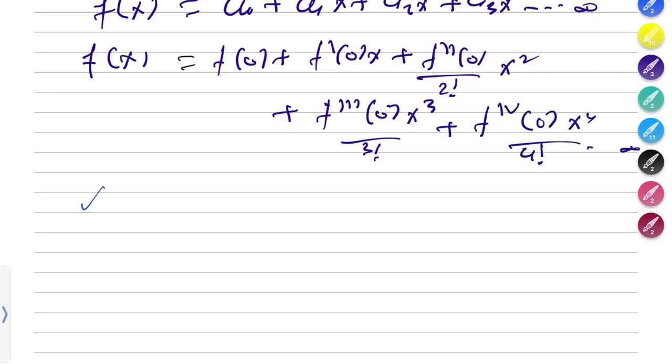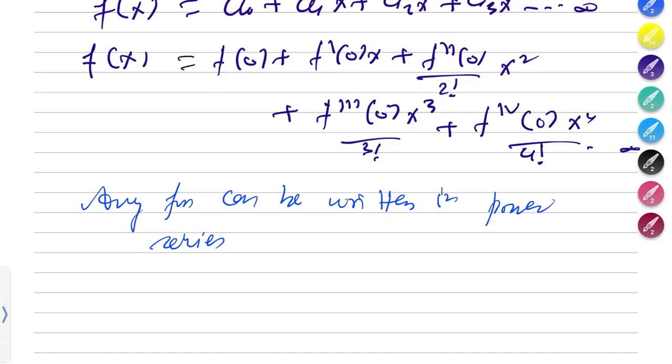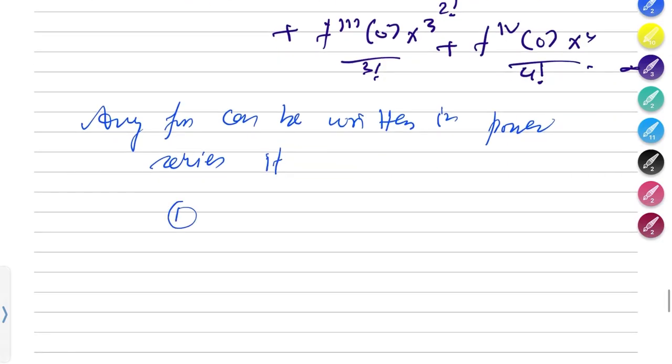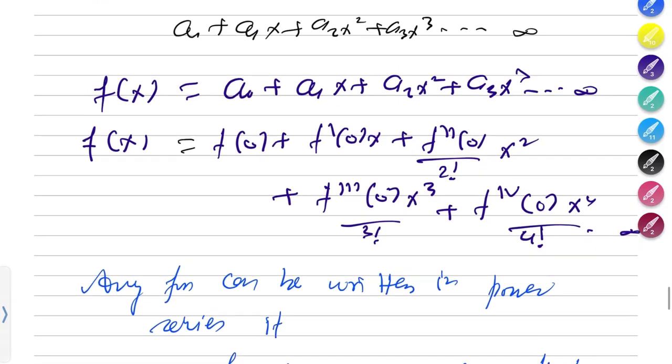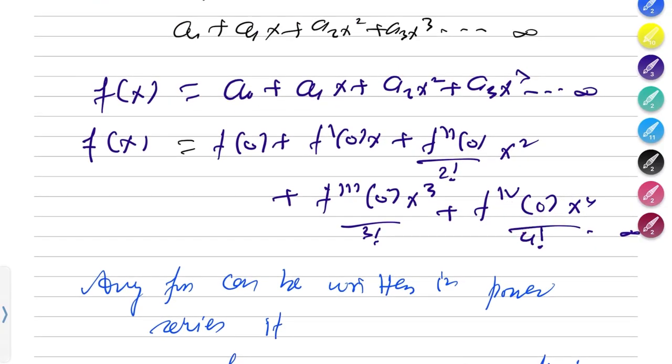That is important. Any function can be written in power series if the following conditions are met. What are the two conditions? If the function is differentiable infinite times. Why do we need infinite differentiation? Because to find the coefficient of the last term, we have to differentiate infinite times.